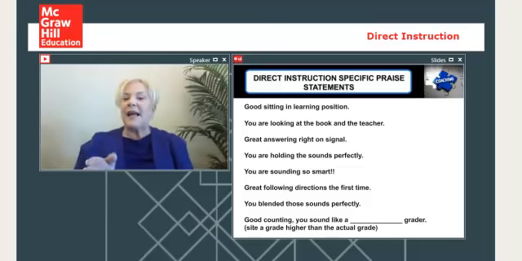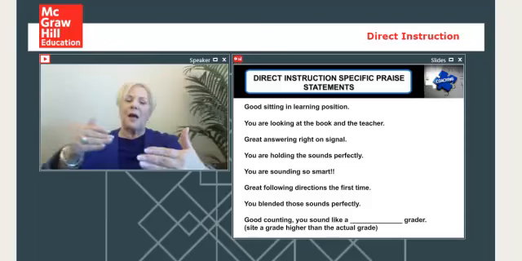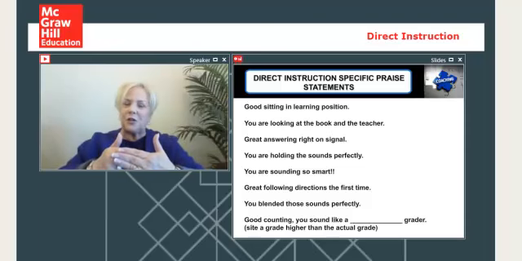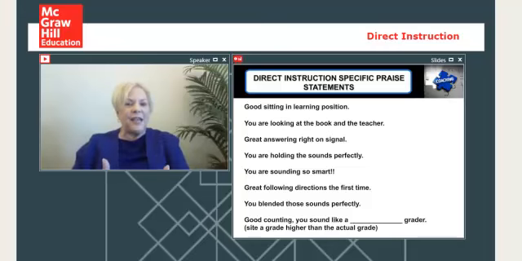So right here, as we look at these specific praise statements, these statements should be helping the student to understand the rules are important and these are the expectations. So for example, the first praise statement you see here is good sitting in learning position. The second one that you see is good looking at the book or the teacher. Great answering right on signal.